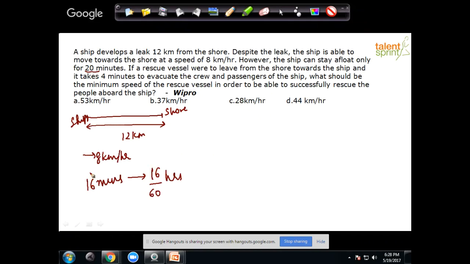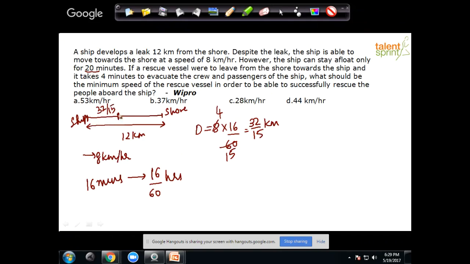So in 16 minutes, how much distance will this ship travel? The speed of the ship is 8 kilometers per hour, right? So the distance traveled by the ship is equal to 8 into 16 by 60. That is, distance is equal to speed into time. So I am representing everything in terms of kilometers per hour here. Now this is nothing but equal to 32 by 15 kilometers. So in 16 minutes, this ship is traveling 32 by 15 kilometers, right?